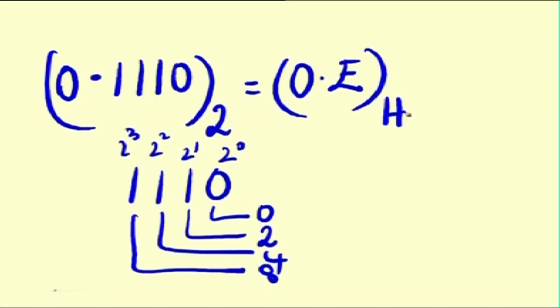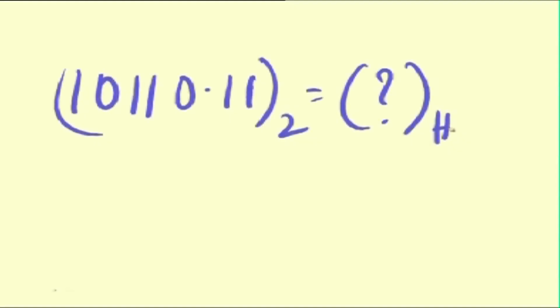We will take up another example, and in this example we will take up a larger number like this, 1011 0.11. Okay. Now, how to convert this? Here you can see I have taken both the integer part and the fractional part. I want to convert this binary number into a hexadecimal number. Okay. This is my aim. So, what should I do? I should form, each number I should write as a group of 4 digits.